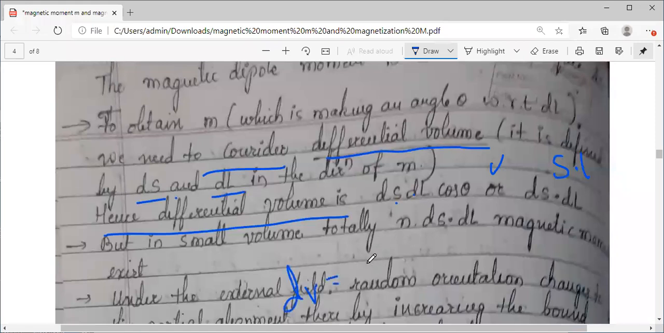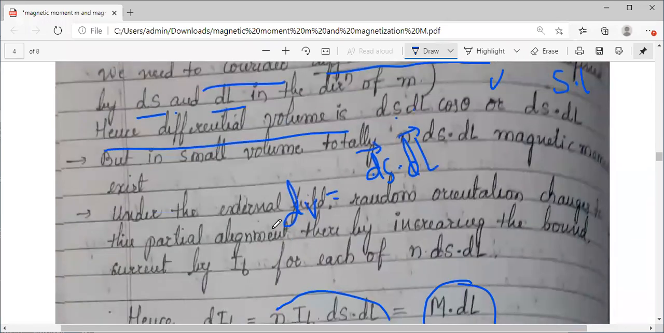dv I will consider, which equals ds into dl. But ds into dl, as I said, ds is a vector quantity, dl is also a vector quantity, so it is a dot product, ds dl cos theta. So I have substituted that here. Somewhere you can see that cos theta.